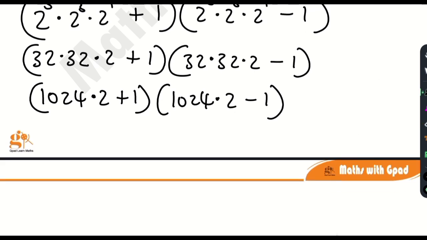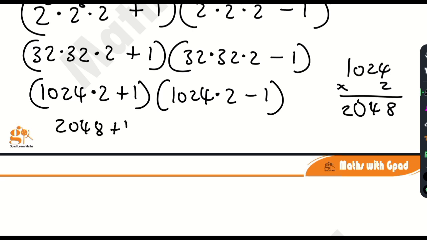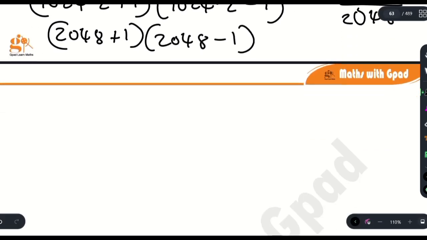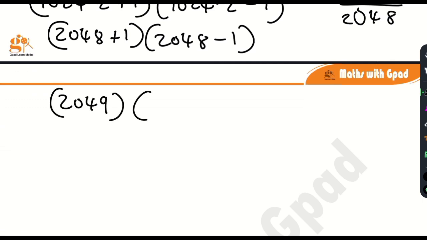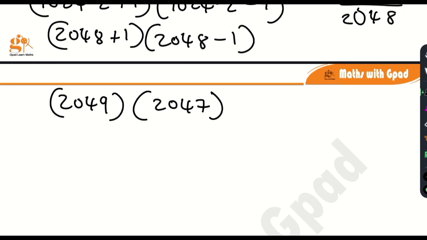So easy now. 2 times 1024 should not be a problem, right? So this is 8. 2 times 2 is 4. 2 times 0 is 0. 2 times 1 is 2. So 2048 plus 1 in one bracket. And the same thing again: 2048 then minus 1. Not much of a problem. 2048 plus 1 is 2049. And then what about this one? 2048 minus 1 is 2047.